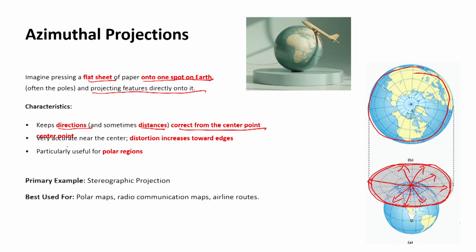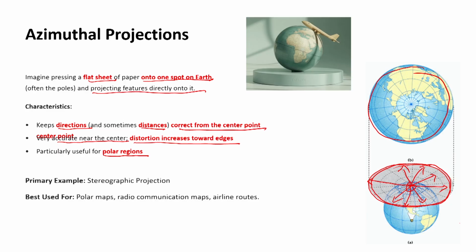The second point: it is very accurate near the center and distortion increases towards the edges. This will be particularly useful for the polar region. If you are projecting the polar region, this projection will be very useful. An example is the stereographic projection, best used for polar maps, radio communication maps and airline routes. For all these applications, we can use azimuthal projections. So, we are done with the basic classification.